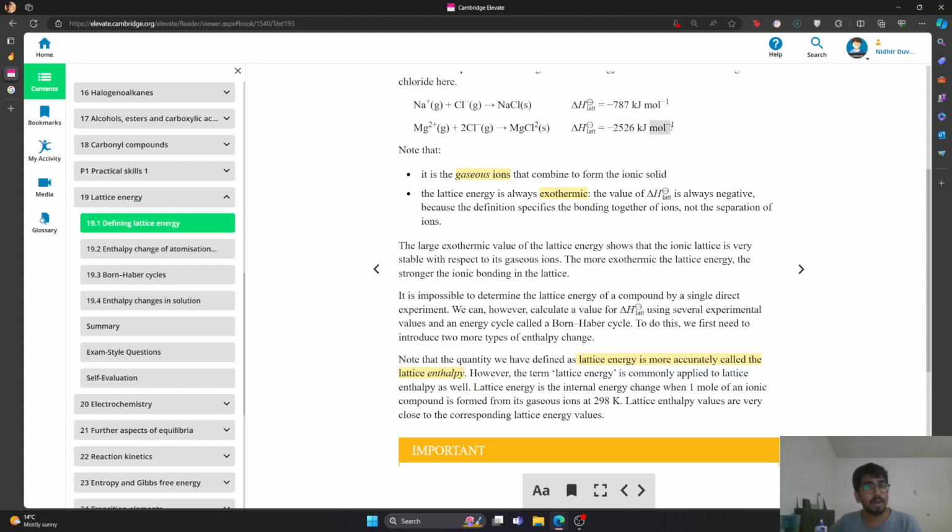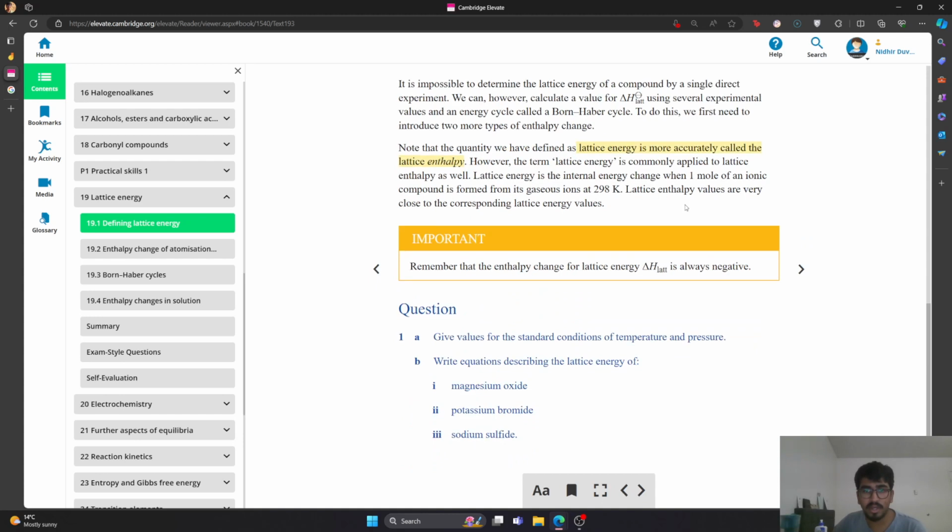So it says for 1 mole, if you want to make MgCl2, then it releases 2526 kilojoules of energy, right? Okay. Yeah, so we'll just go through things in detail slowly. So this is the rough introduction, right?